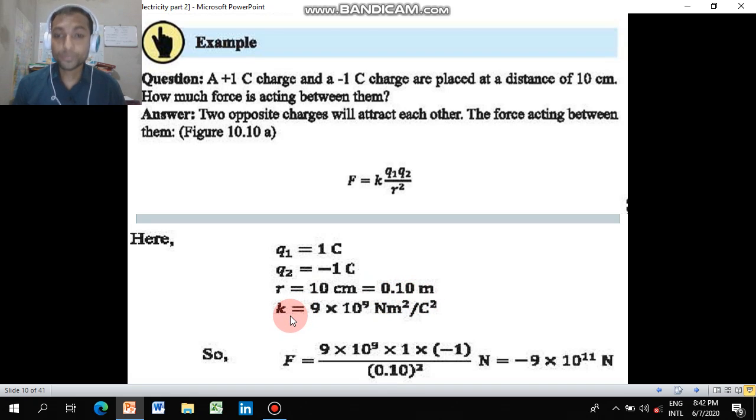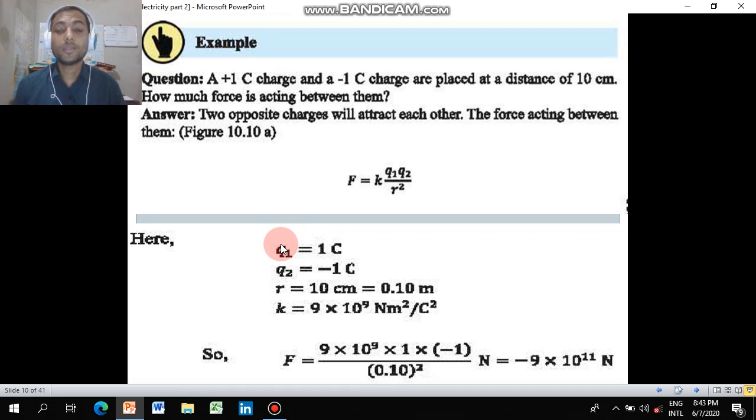The constant of proportionality K equals 9 into 10 to the power 9 Newton meter square per coulomb square. Now putting this value in the above equation, we get F equal to 9 into 10 to the power 9 into 1 into minus 1 divided by 0.10 square Newton, and we get minus 9 into 10 to the power 11 Newton. Here the force is negative, and the negative force indicates the attractive force, because these two charges are opposite or dissimilar.